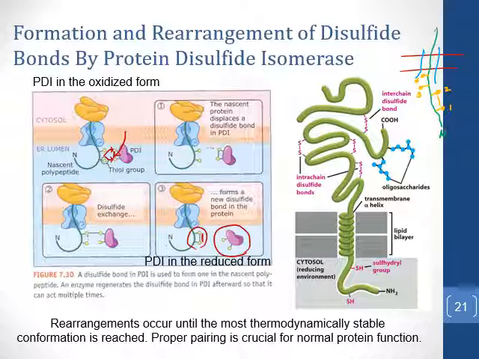Let me draw this out a little bit differently. Let's say you've got a protein that looks like this. Here's the N-terminus, here's the C-terminus. So we've got a cysteine here, here, here, and here. If we form a disulfide bond between 1 and 2 and 3 and 4, we haven't really linked that protein together in any sort of way.